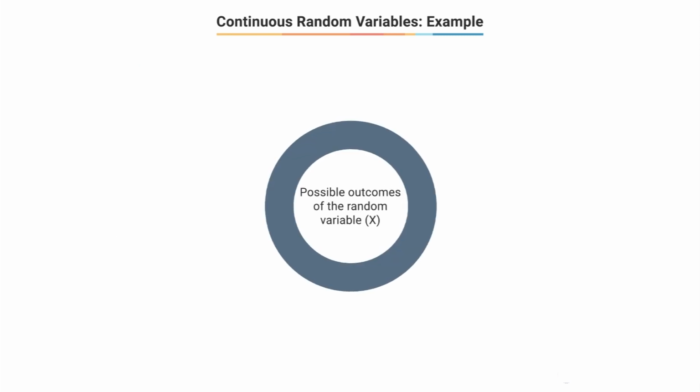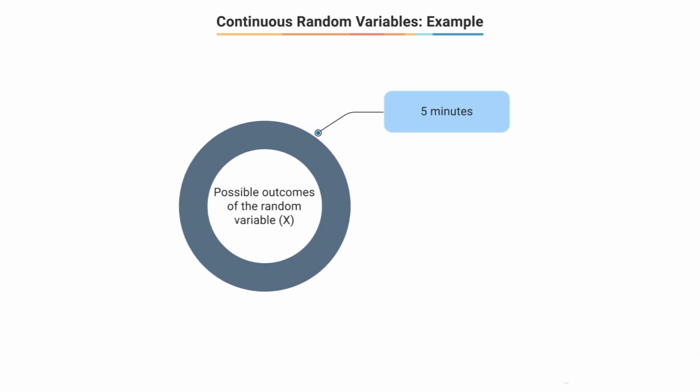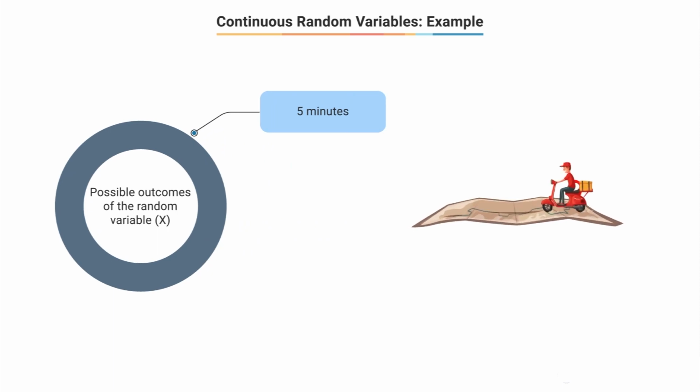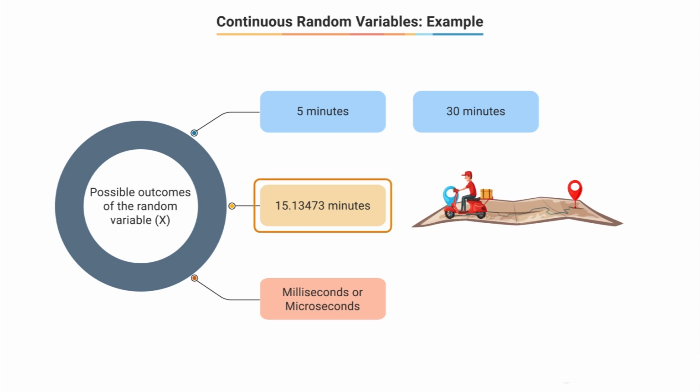Now let us list down all the possible outcomes of this random variable. It could be 5 minutes, which means that the customer was probably in the neighboring building, or it could be 30 minutes. It could also be something like 15.13473 minutes. You can even think up to the last millisecond or up to the last microsecond level. Even 15.13473 might not represent the exact amount of time, because we could go up to 100 decimal points, right? So technically it could be a whole number like 15, but it could also be a decimal and could go on till infinite decimal points.